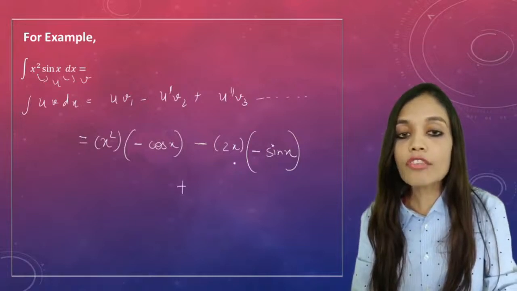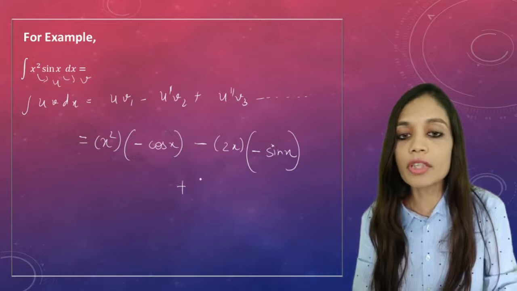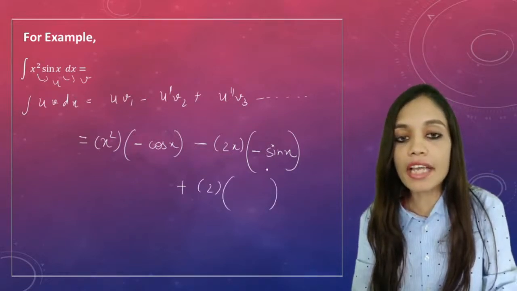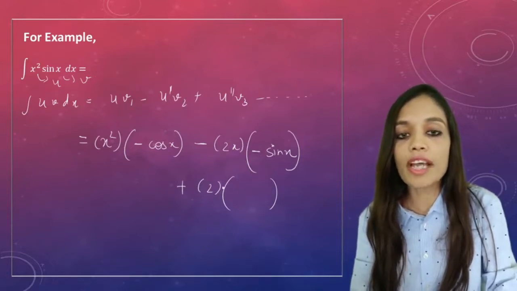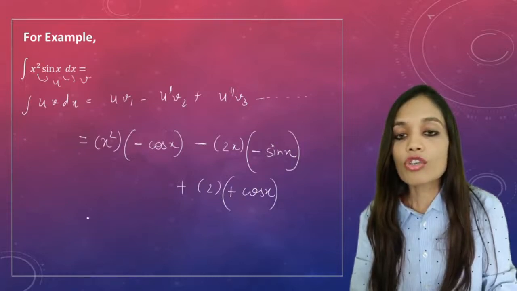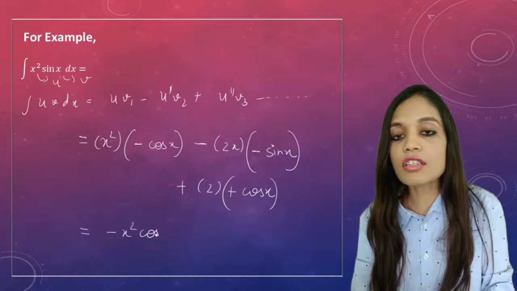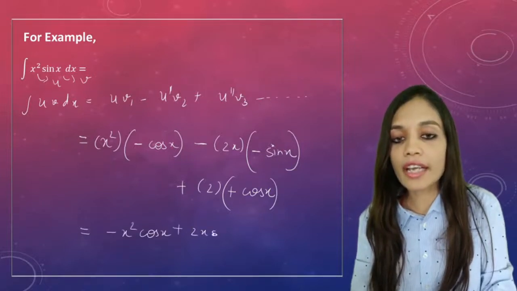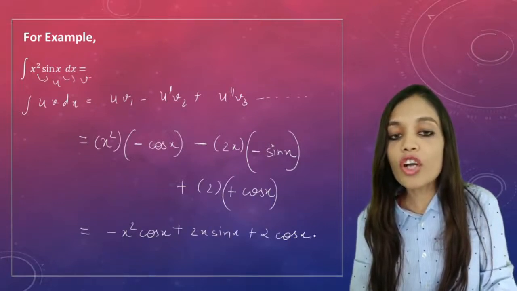Next, now you have to do the derivative of 2x. So derivative of 2x will be equal to 2, and integration of minus sin x will be equal to minus cos x, and this minus, so it will be plus cos x. So finally your integration answer is minus x square cos x, minus minus plus, so plus 2x sin x plus 2 cos x.